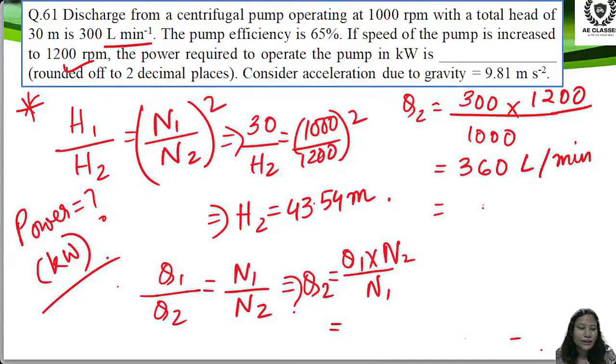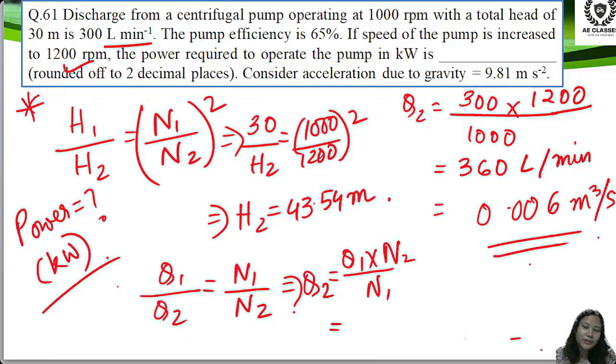So okay, I'll just tell you the answer. This is equal to 0.006 meter cube per second. Okay, you can solve it yourselves. Now, what do we have to do after this? Power. What is the formula for power? Can anybody tell me?